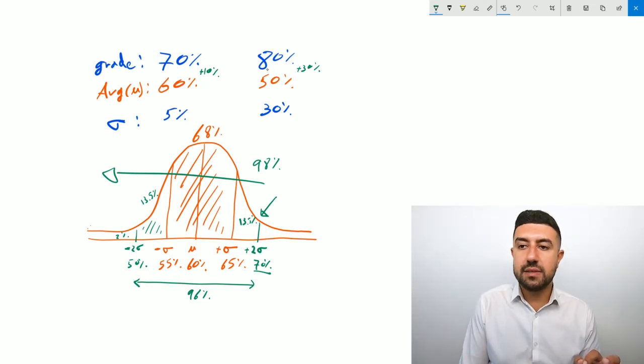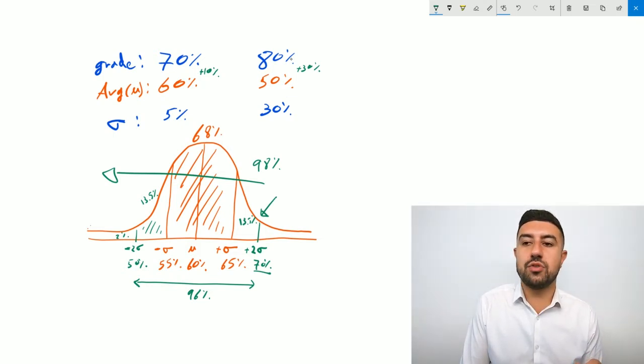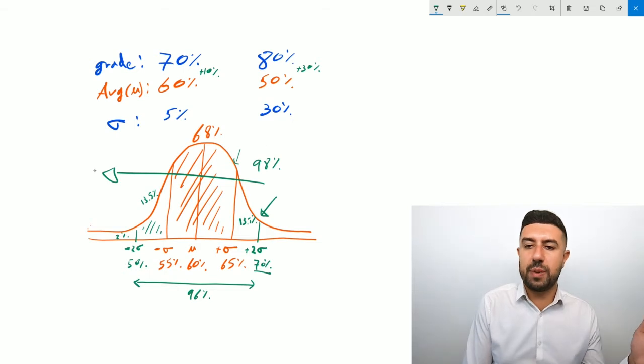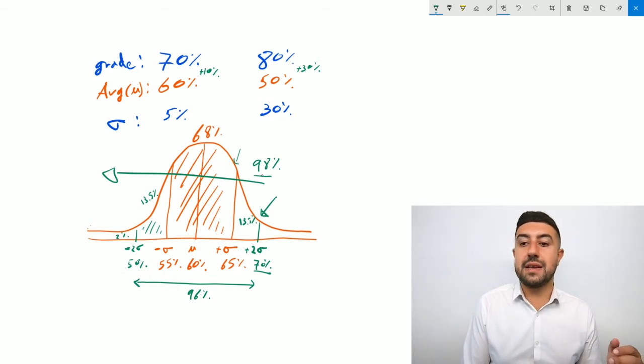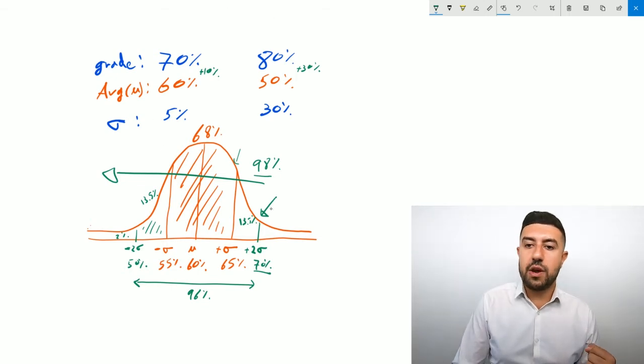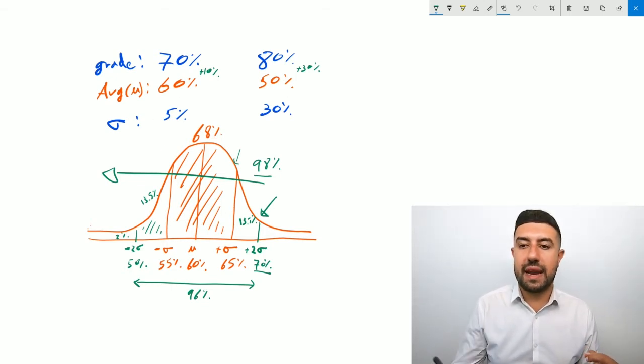But in this case, this guy here is only one standard deviation above the mean. And if you have one standard deviation above the mean, well, you have 68% here and 13% and then 2%. So you're about 84% better than everybody else. So you're better than 84% of people, but this guy is better than 98% of people. So he's better.